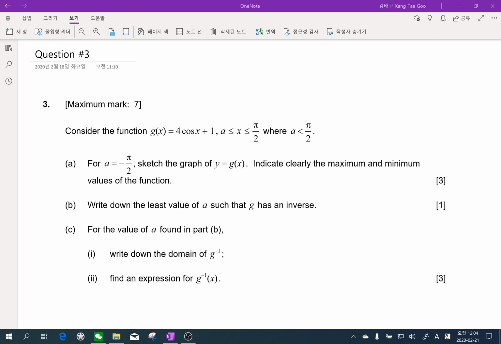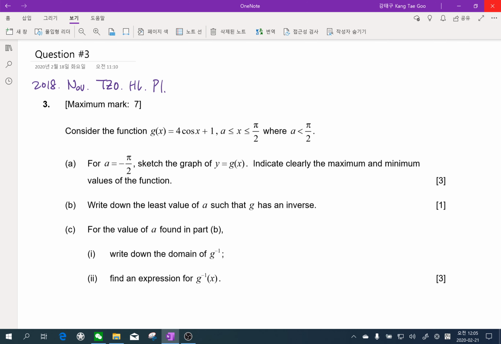Okay, today's question is from the 2018 November time zone 0 HL paper, paper 1, question number 3. This is about the trigonometric function. The question is: consider the function g(x) = 4 cos x + 1, with a domain of x. For a = -1/2, sketch the graph of y = f(x), indicating clearly the maximum and minimum values of the function.